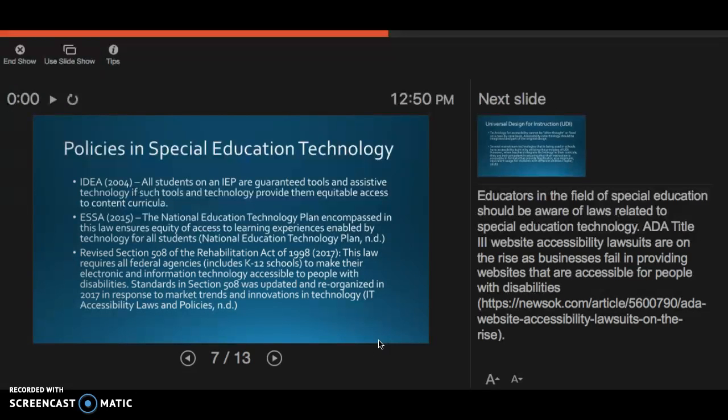This is one of the key laws for pretty much everything: students on an IEP are guaranteed tools and assistive technology if such tools and technology provide them equitable access to content and curriculum. The other is the National Education Technology Plan, which ensures equity of access to learning experiences enabled by technology for all students. And Section 508 gives certain standards for technology accessibility for all federal agencies, which includes K-12 schools as well.